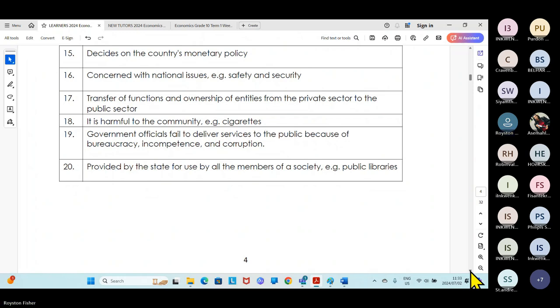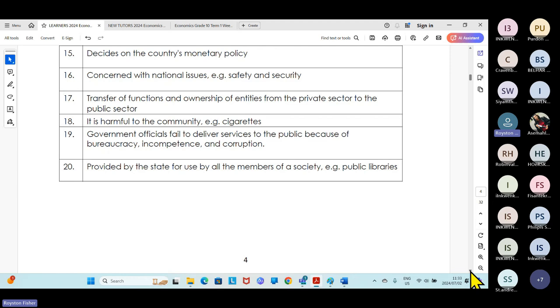Number 18, it is harmful to the community, for example, cigarettes. And most of you got it correct and well done. It's demerit goods. It's goods that we're not supposed to use, and the government charges us high levels of VAT on it to discourage us from, of course, buying that particular good.